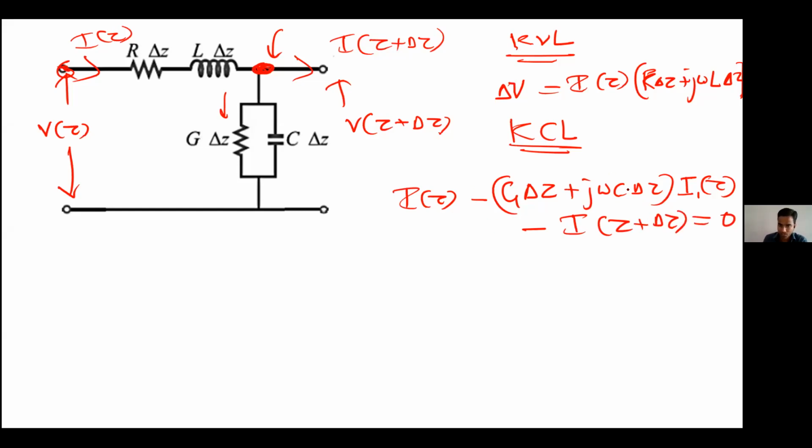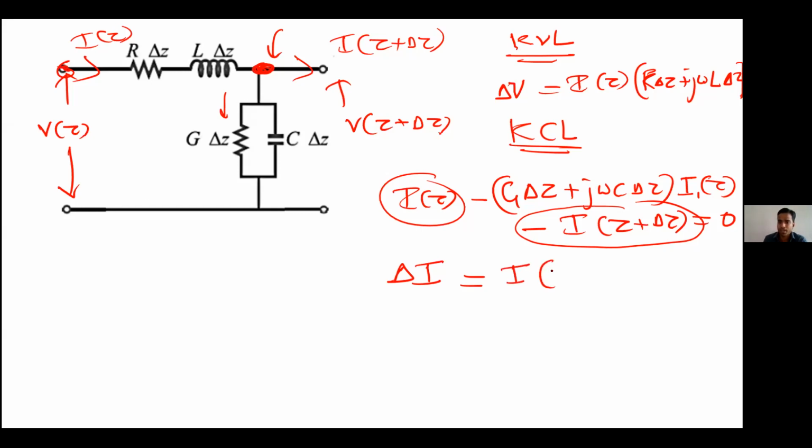Sum of all current is 0 at the node, right? That means I of z minus I of z plus Δz. What is this? The difference in current, right? The difference in current, and that can be given as what? If I take this minus term, this side, what will I get? V of z into (G Δz + jωC Δz).